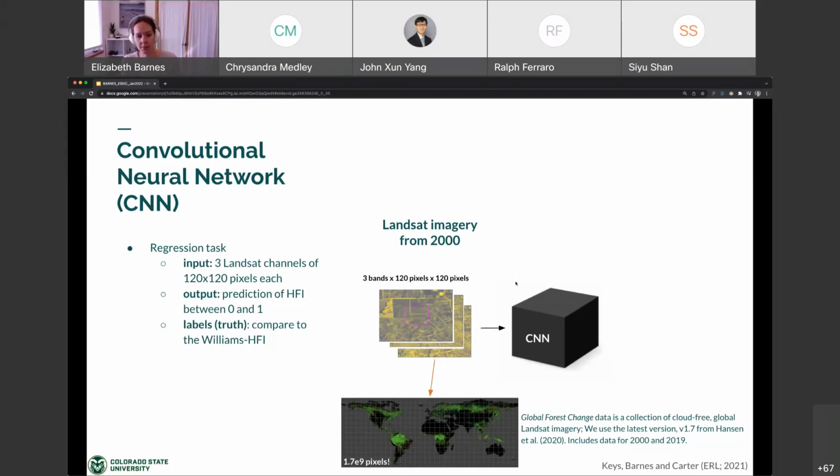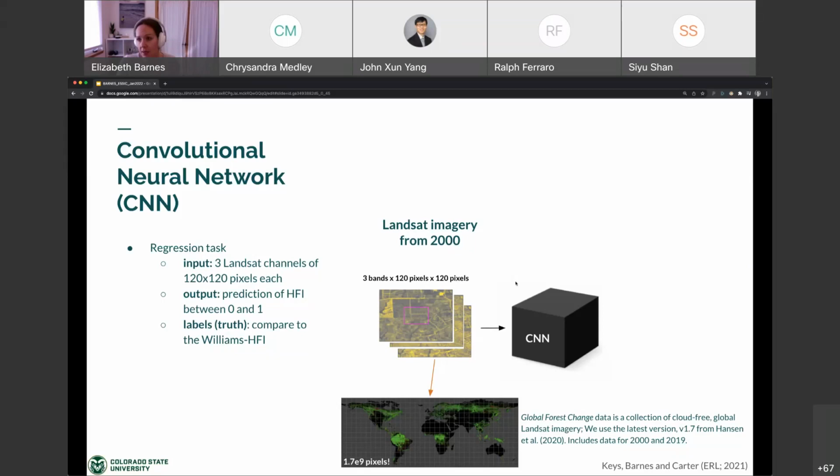And again, we are doing this for many locations on the globe. So when it comes to a data size problem, this was a lot for me, I'll put it that way. I know some of you here on the call may think, oh, this is peanuts, but for me, this was a lot of data. So the goal here is to take in these small little snapshots of Landsat and predict the human footprint index in the middle of those snapshots.